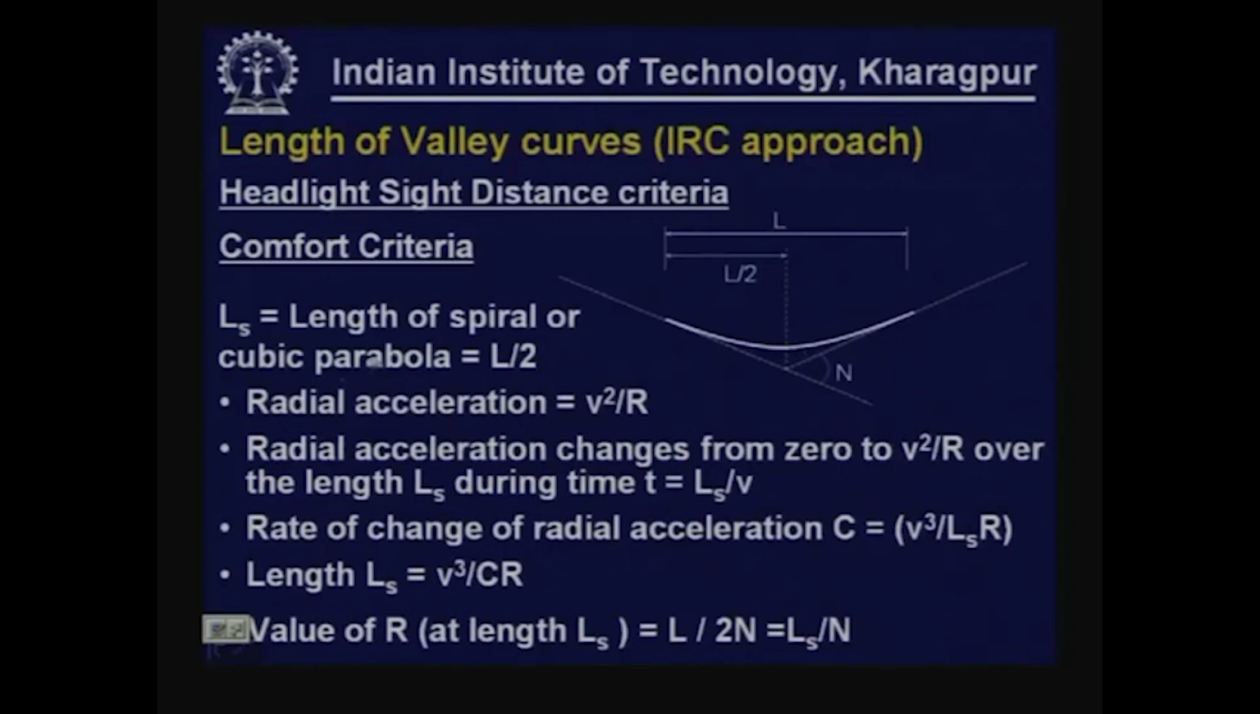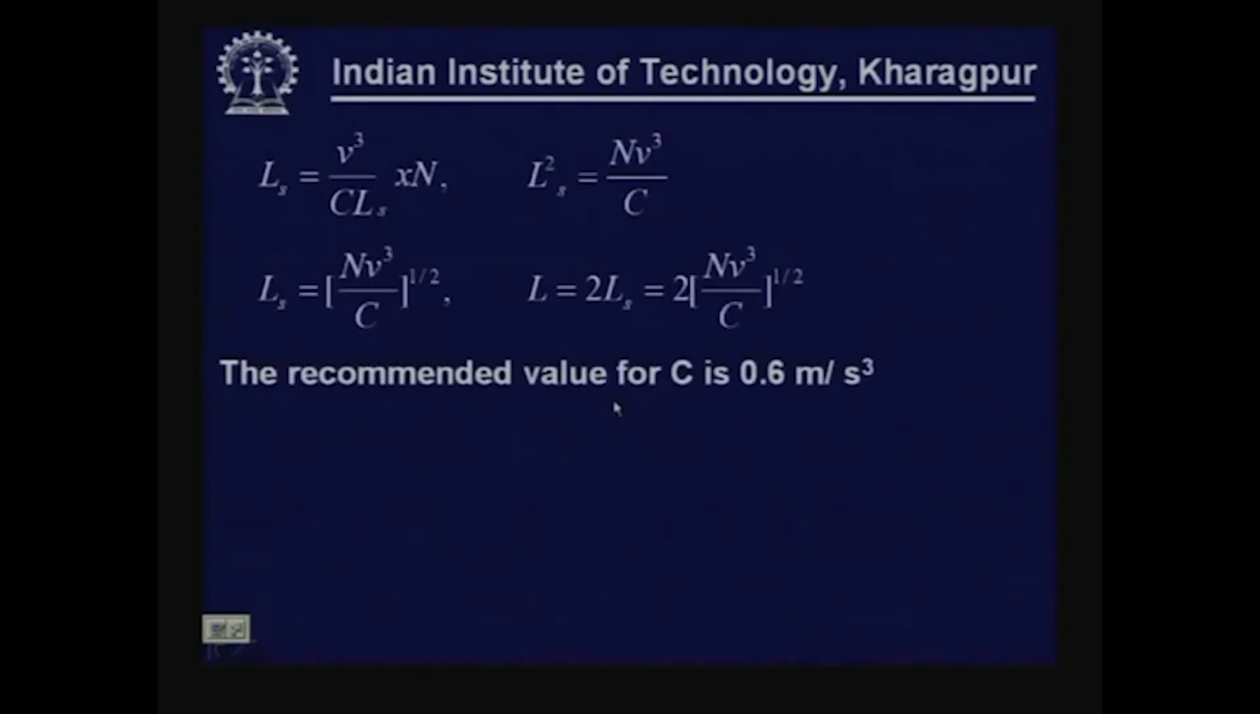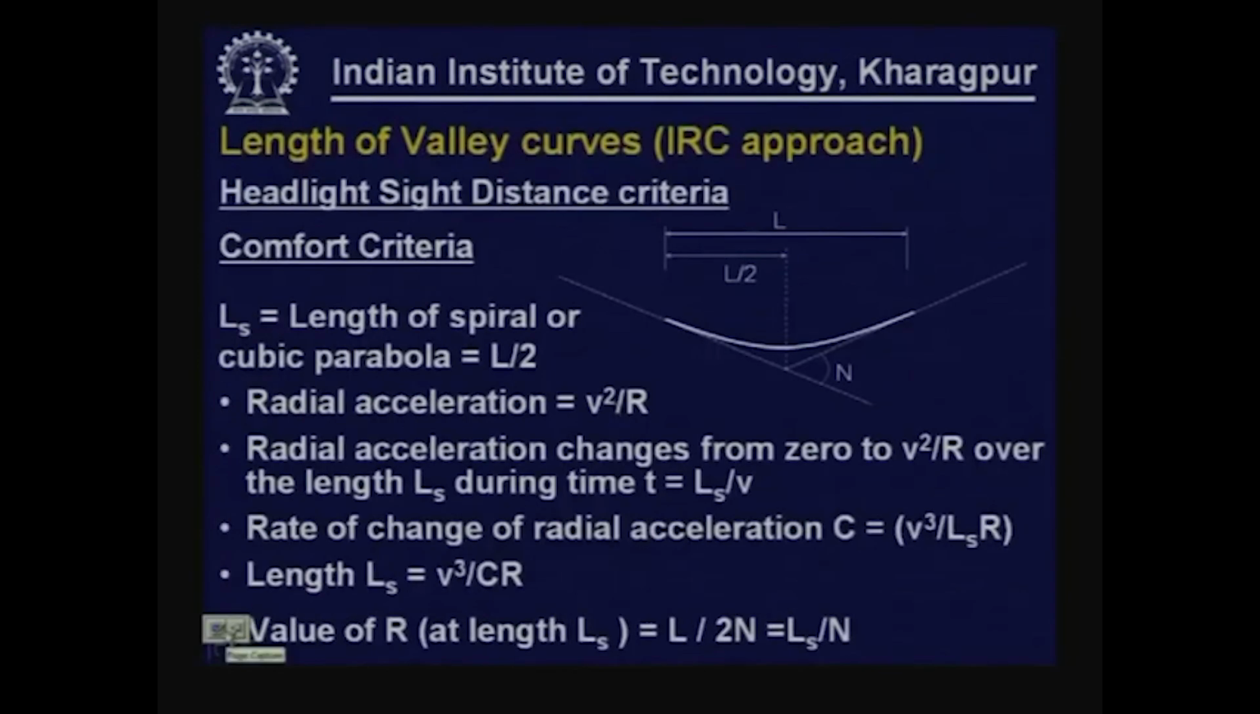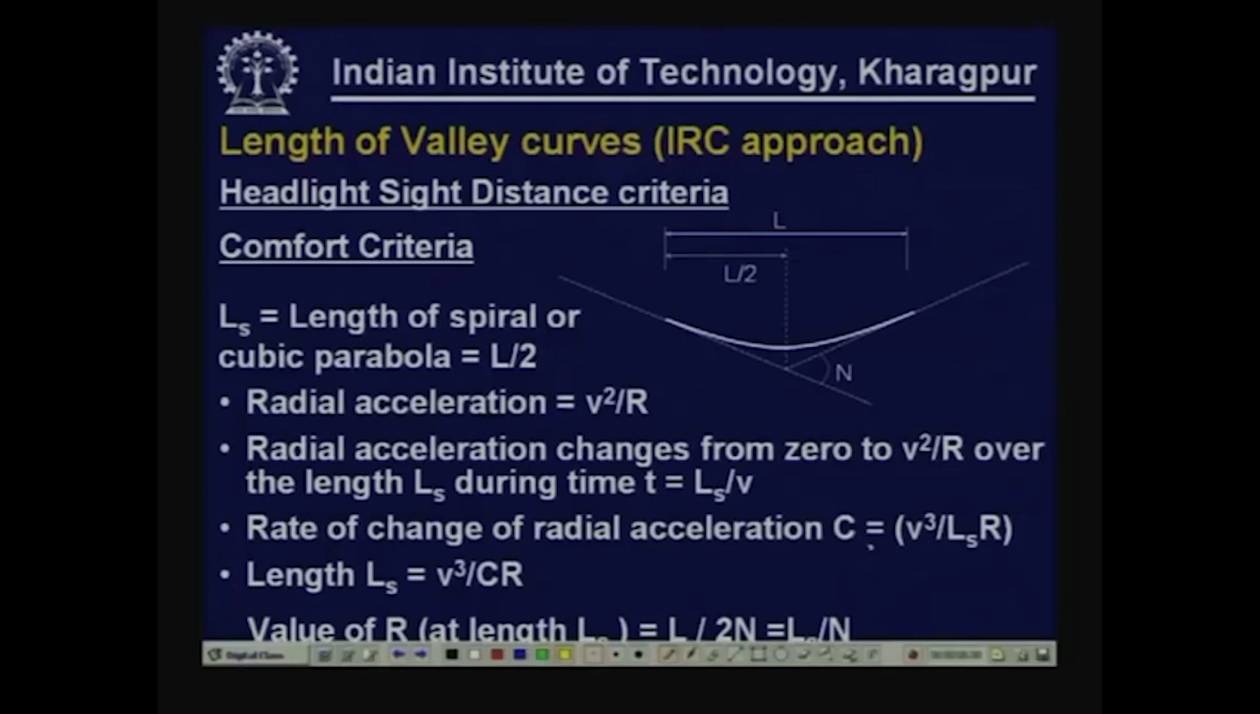So, if Ls is the length of spiral, it is actually L by 2, where L is the total length of the valley curve. So, radial acceleration is v square by r. You can get this radial acceleration from changes from 0 to v square by r over a time t. How can we calculate the time? The time is nothing but that to cover this Ls distance, which is the length of the spiral. So, if Ls is the length and v is the speed, the time taken t is Ls by v.